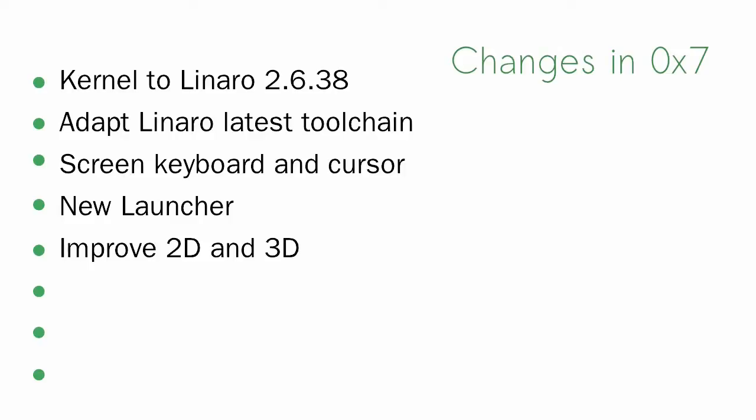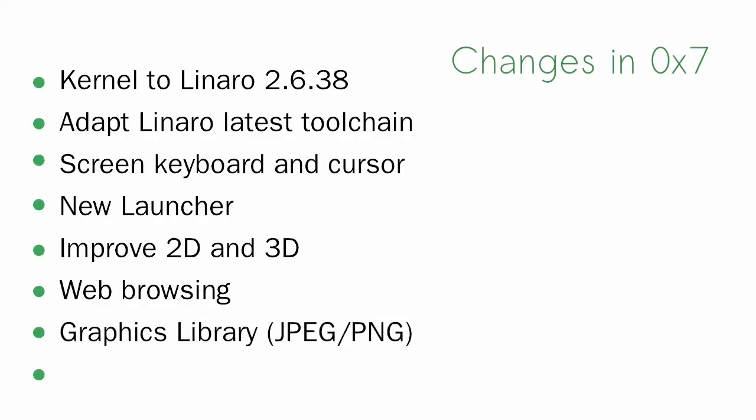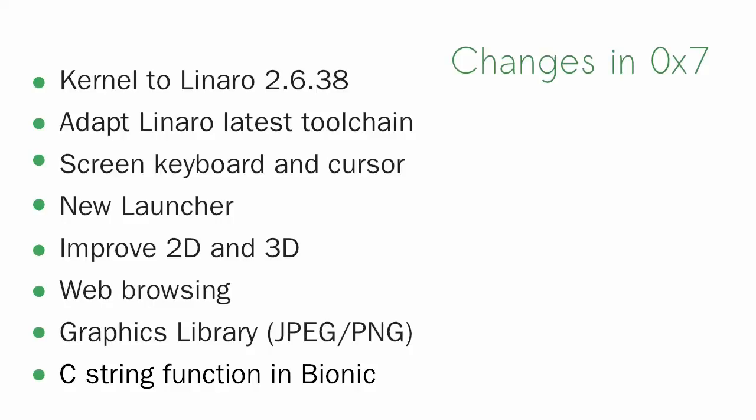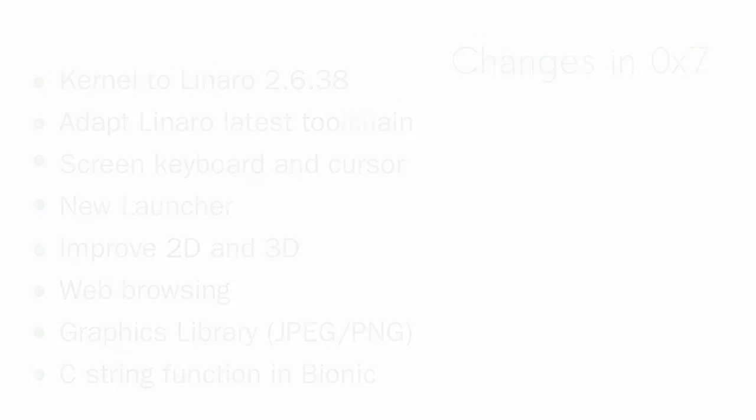Improve the performance for software OpenGL Ender and Skia 2D library. Enhance the user experience of web browsing. Improve the graphics library performance, JPEG and PNG. Optimize essential C-string functions in Bionic. Fully optimized for ARM.